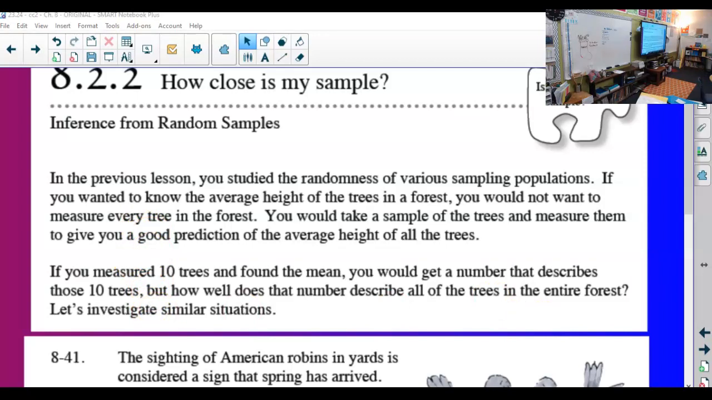In the previous lesson, you studied the randomness of various sampling populations. If you want to know the average height of the trees in the forest, you would not want to measure every tree in the forest. You would take a sample of the trees and measure them to give you a good prediction of the average height of all the trees. If you measured 10 trees and found the mean, you would get a number that describes those 10 trees. But how well does that number describe all of the trees in the entire forest? Let's investigate similar situations.